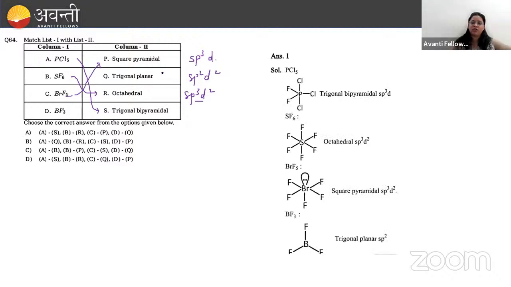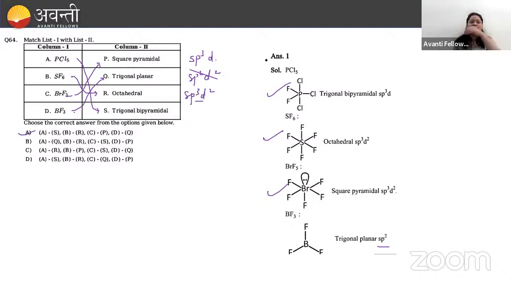Here I have shown the structures also. See here: pyramidal, trigonal bipyramidal, octahedral, square pyramidal, with the presence of one lone pair of electrons. Then BF3, okay, BF3 is trigonal planar, because it is sp2 in hybridization. So match all these with the options. You will find that option A is our correct answer here.